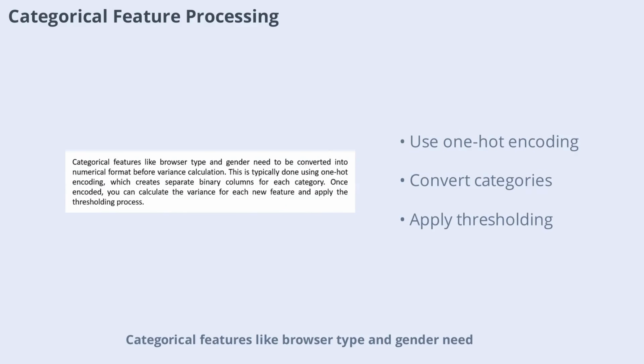Categorical features like browser type and gender need to be converted into numerical format before variance calculation. This is typically done using one-hot encoding, which creates separate binary columns for each category. Once encoded, you can calculate the variance for each new feature and apply the thresholding process.